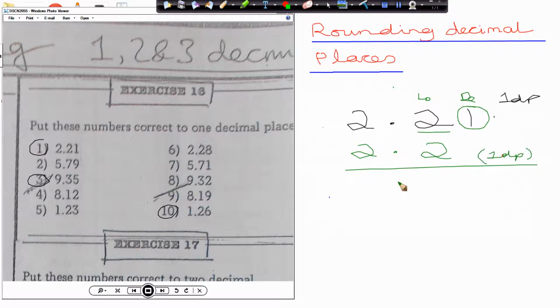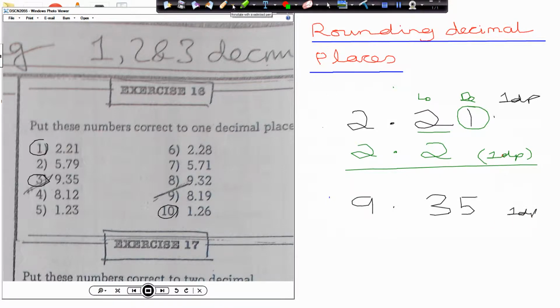Okay, when you do your work, this is at least what I need to see. I need to see the last digit identified. I need to see the decider identified. And then I need to see an action. Okay, let's look at the next question. We have 9.35. And we're going to round this number off also to 1 decimal place.